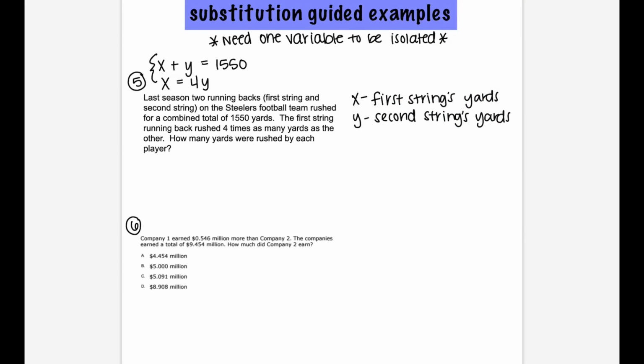This is our system. Now before we can do substitution, we need to make sure we have a variable that's isolated. So we have X equals, since X is isolated, we can use substitution. Now to use substitution, we're going to say if X is the same as 4Y, then I can look at that first equation and plug in 4Y wherever I see an X. So if X is the same as 4Y, I'm just going to plug that right in there.